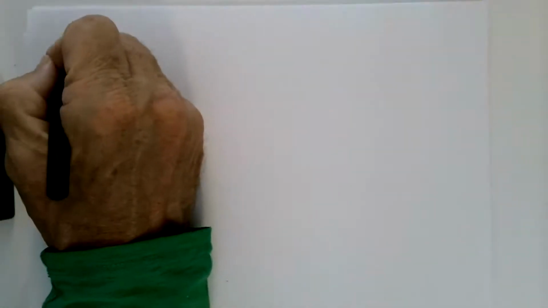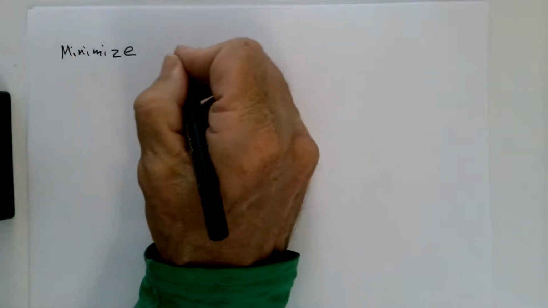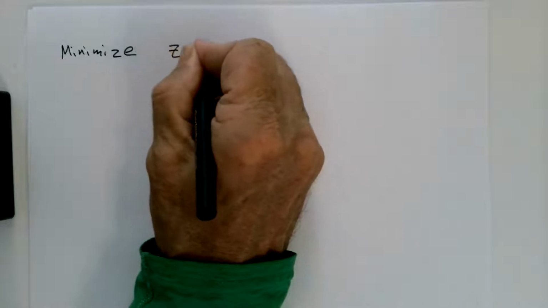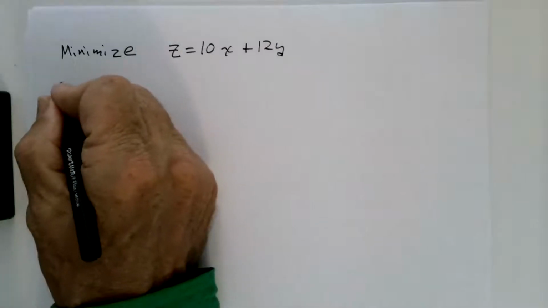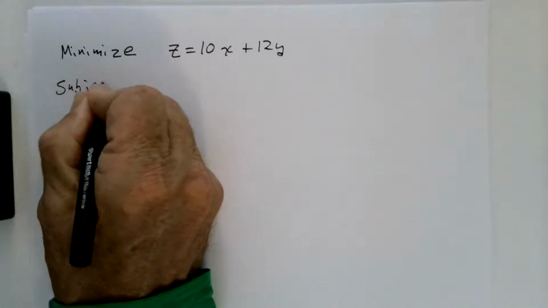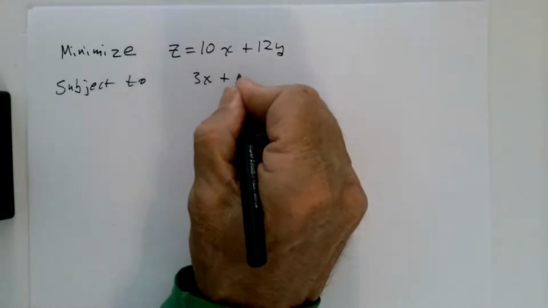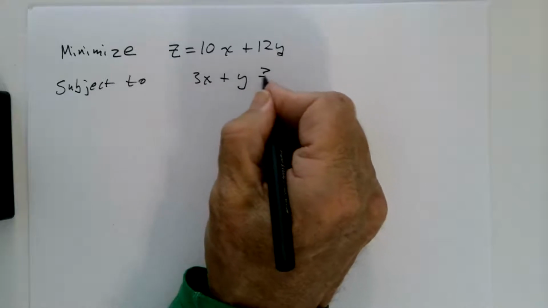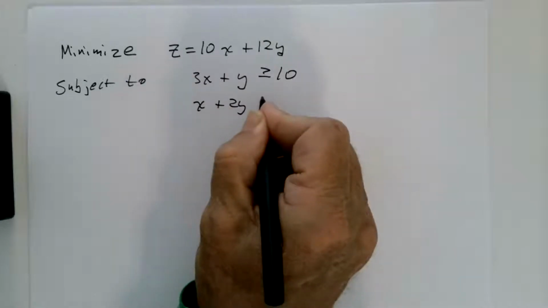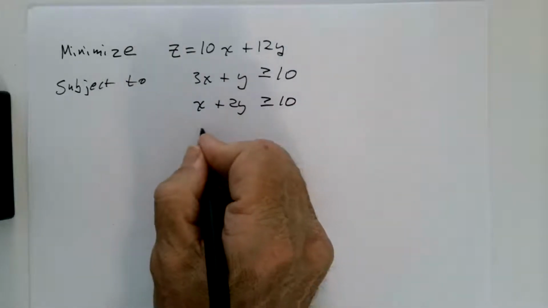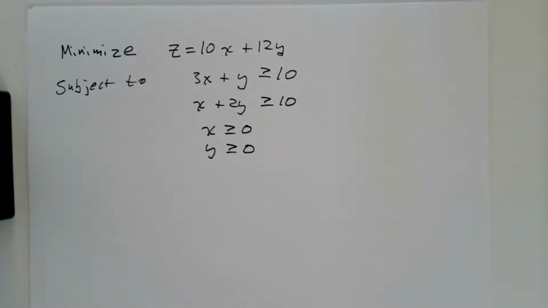Minimize z equals 10x plus 12y, subject to the following constraint equations. 3x plus y greater or equal 10. X plus 2y greater or equal 10. X greater or equal 0. Y greater or equal 0.